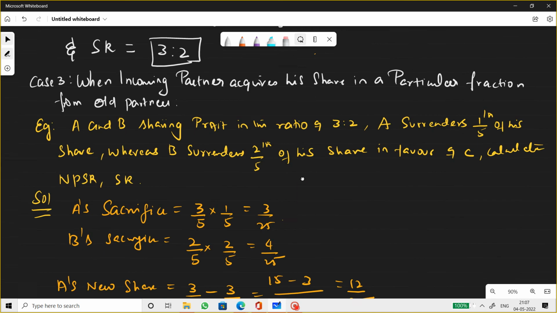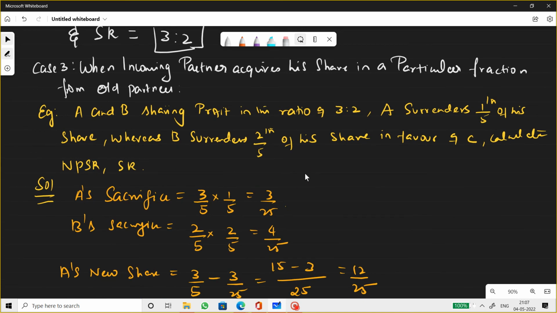Case 3. When the incoming partner acquires a share in a particular fraction from the old partners. A and B share profits in the ratio of 3:2. A surrenders 1/5 of his share, whereas B surrenders 2/5 of his share in favor of C. Calculate NPSR and SR.